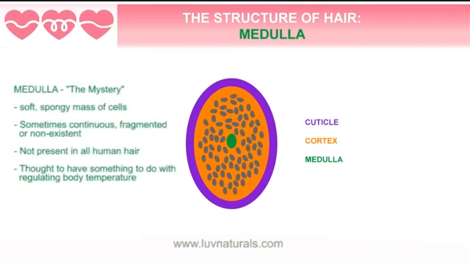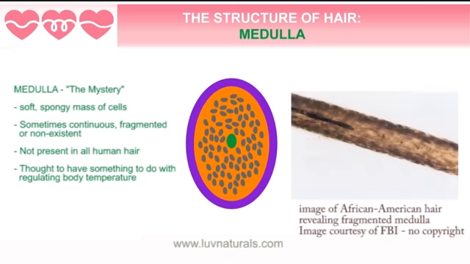And lastly, we have the medulla, which I like to call the mystery. When it is present, it is a soft, spongy mass of cells in the center of the hair strand. It can be continuous, fragmented, or non-existent, not there at all. There is still some uncertainty about the exact purpose of the medulla, although many researchers believe it has something to do with regulating the body's temperature.